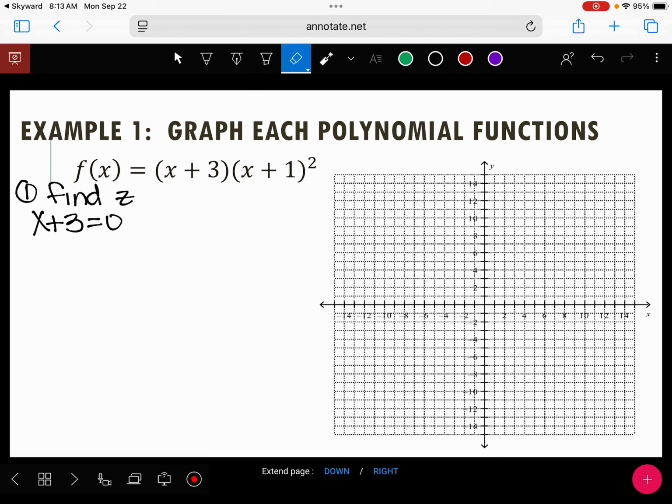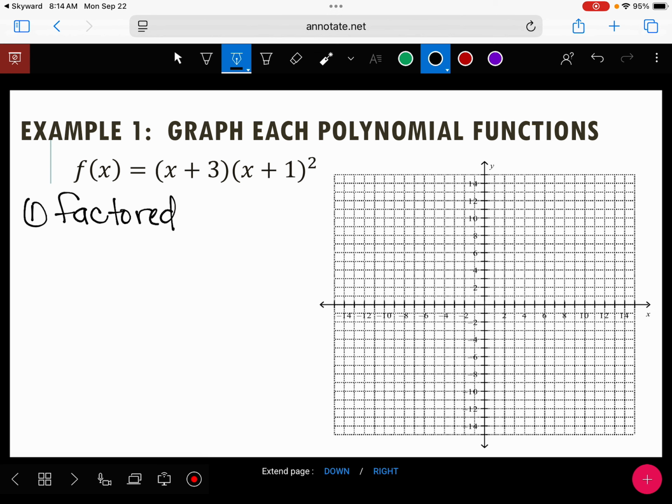Actually, I'm going to go back. Step number 1 would be to factor. But this one is already factored. So since this is already factored, we're going to skip to number 2, which is to find my zeros. We're going to set the factors equal to 0.